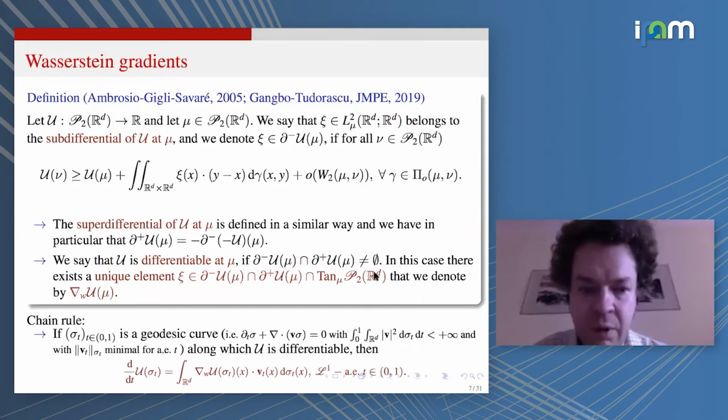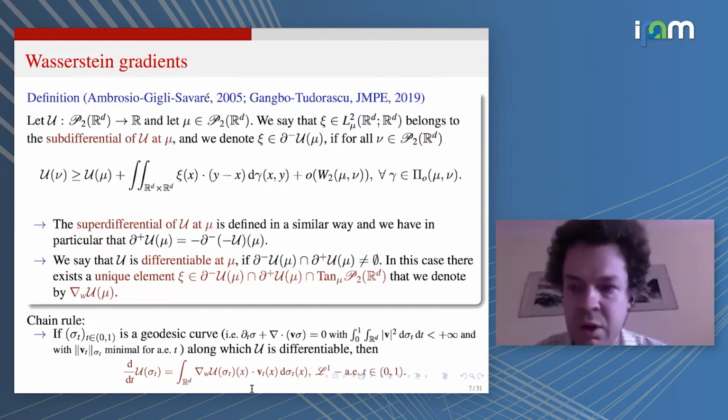And we have the theorem that we wish for. So if we are given a geodesic in this space, we can write down a chain rule. So if you have a function which is differentiable along the geodesic, then we have this formula for the chain rule. So we can compute the time derivative of the composition as the Wasserstein derivative times the velocity field. So this is like an inner product in the tangent space. So it can be seen as an inner product in the tangent space.